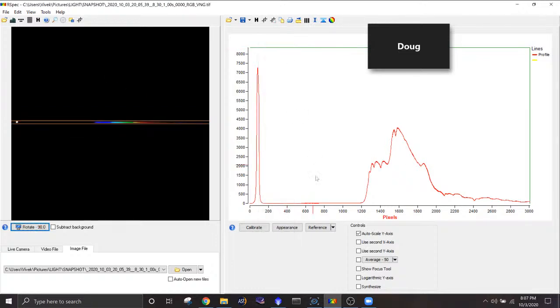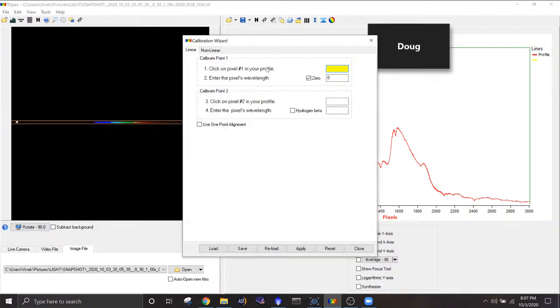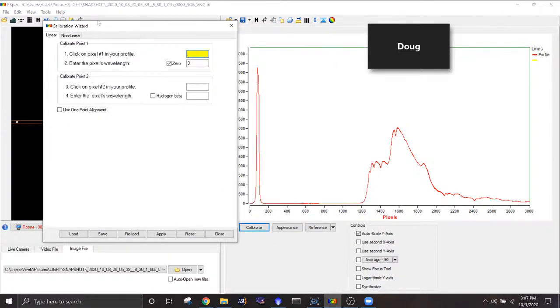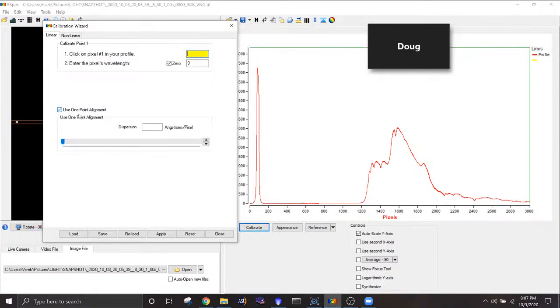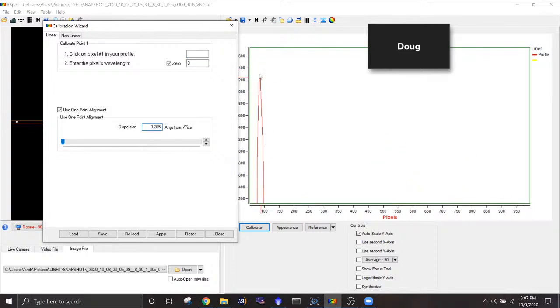Okay. And so this is the spectrum, but it's just pixels. It's not very useful. So in order to actually turn that into looking at what the wavelengths are, we have to do a calibration to assign each pixel a wavelength.